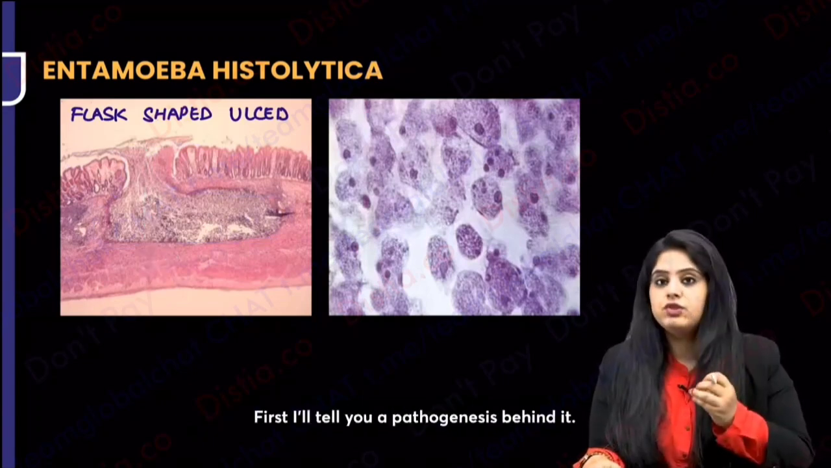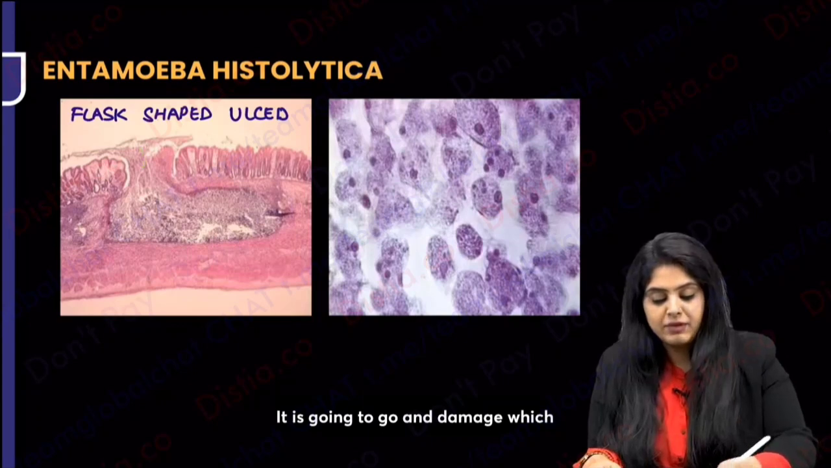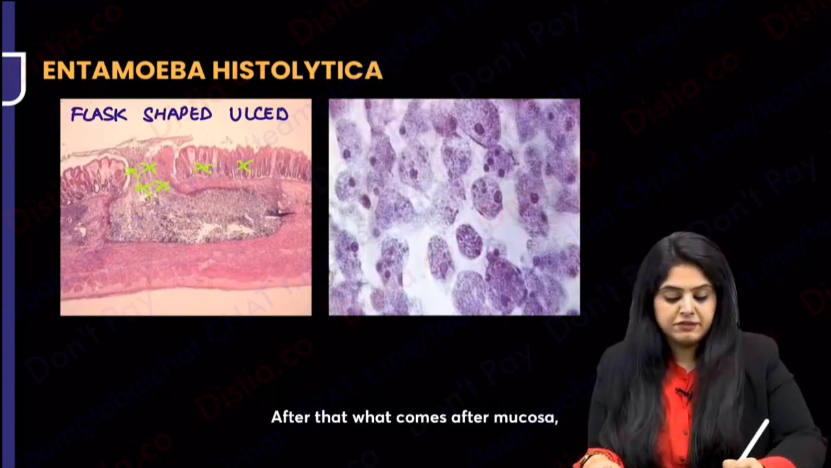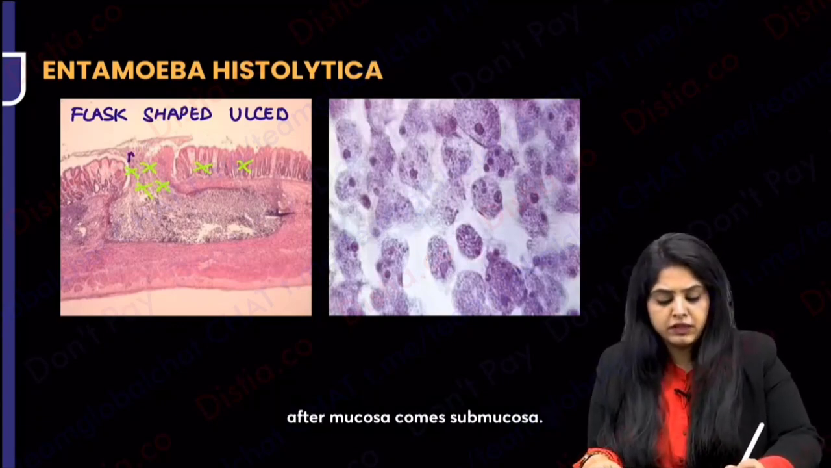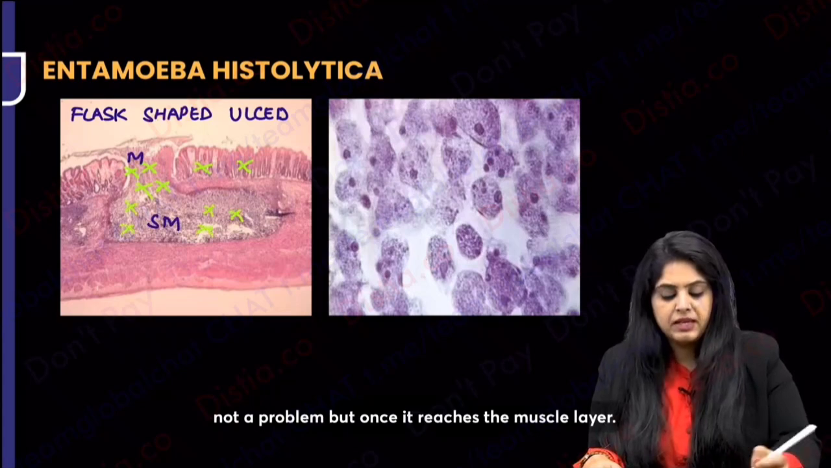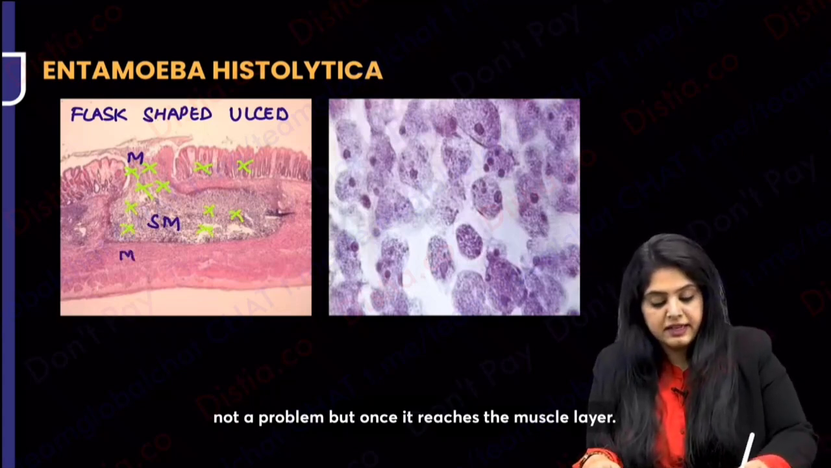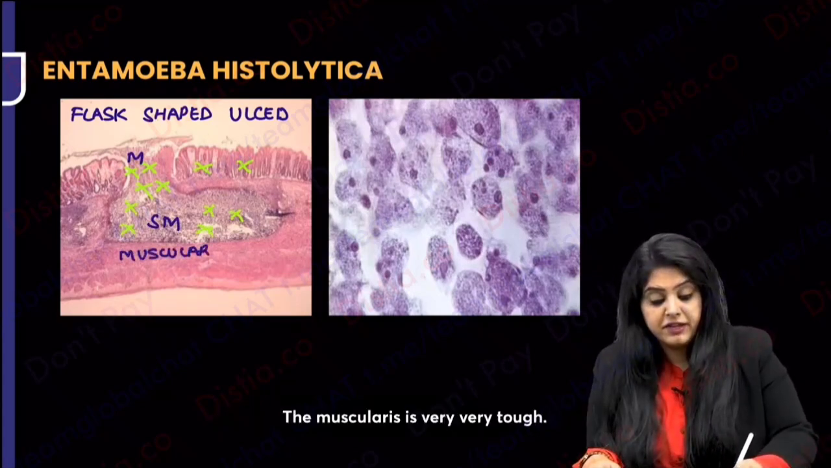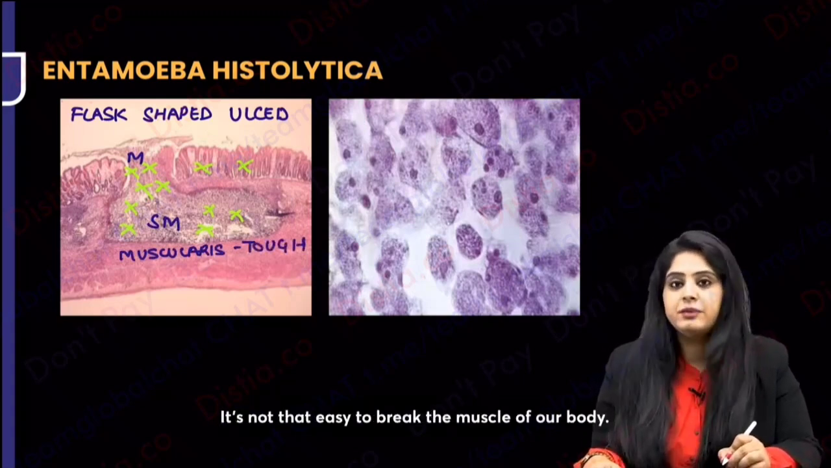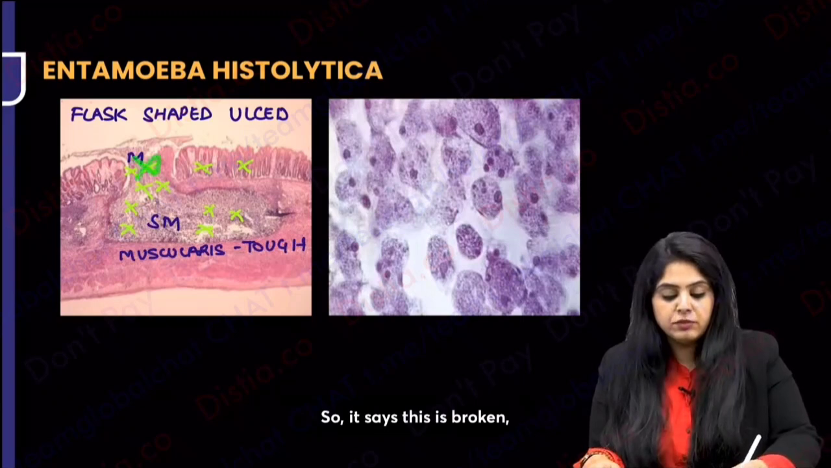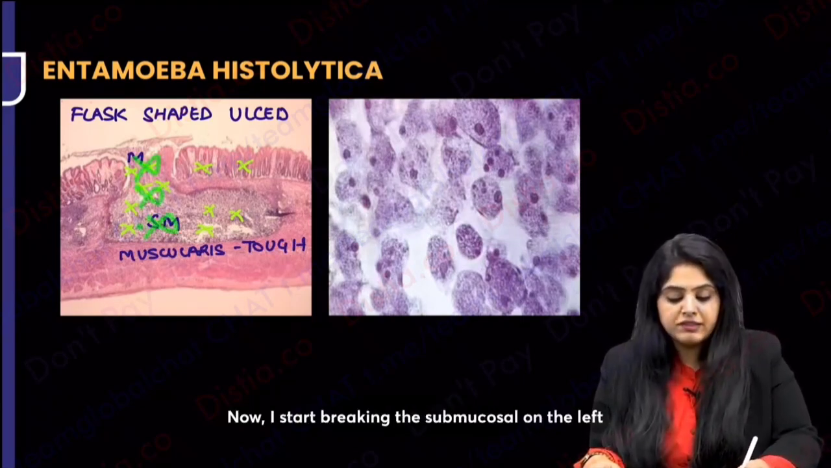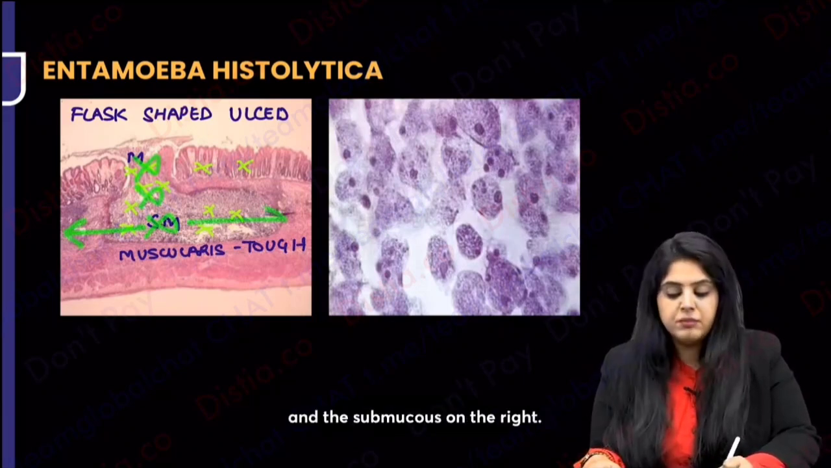First, I'll tell you the pathogenesis behind it. It is going to damage which layer? It can damage the mucosa. After mucosa comes submucosa. It says, fine, I will damage the submucosa also, not a problem. But once it reaches the muscle layer, the muscularis is very, very tough. It cannot break the muscle layer. It's not that easy to break the muscle of our body. So it says, this is broken, the submucosa is also broken, but after that I can't break. So now I start breaking the submucosa on the left and the submucosa on the right.